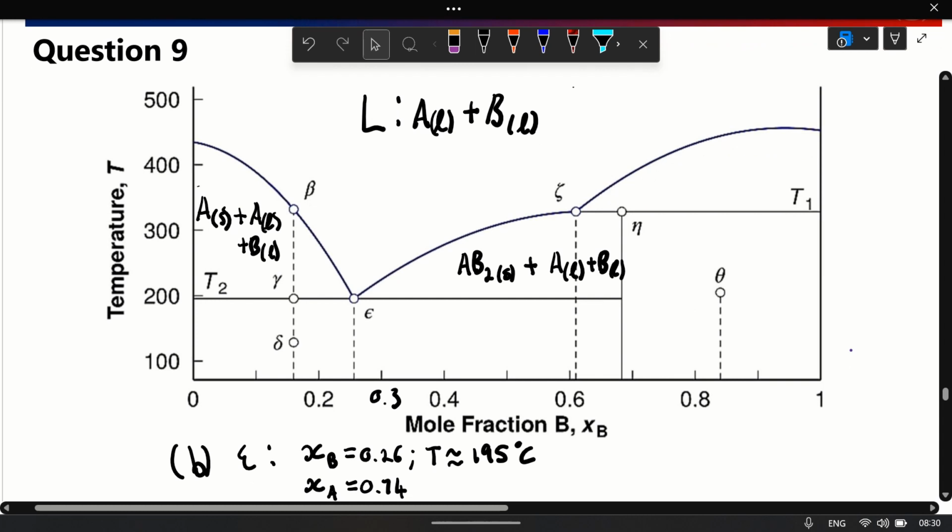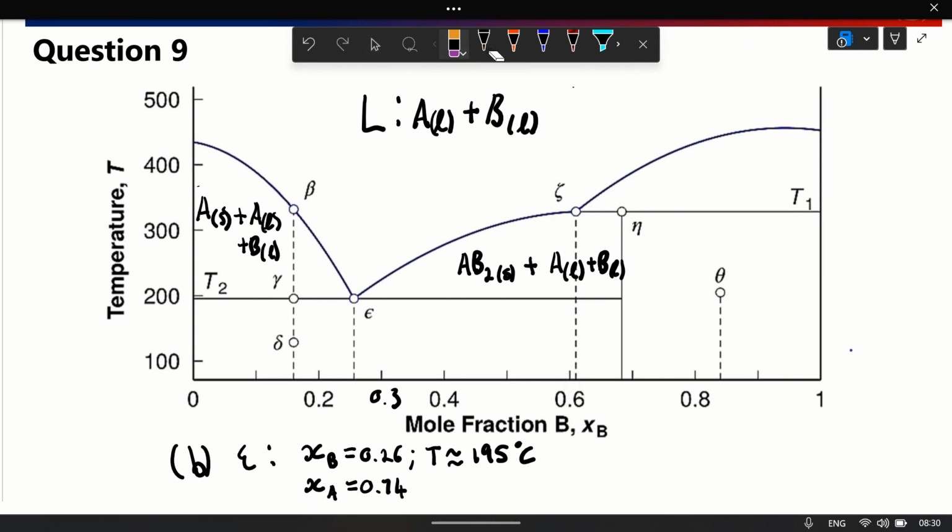Then here at the bottom should all be solid. So this is a solid region. But what is the solid region? Well, we're in the region where it's predominantly A, so we expect to have A as a solid, but also AB2 as a solid.